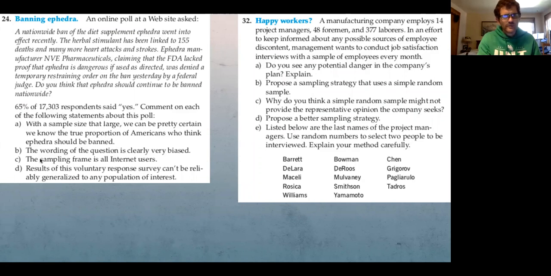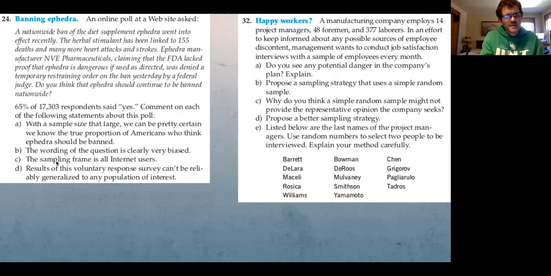Okay, the wording of the question is very clearly biased. Well, there's information, certainly there's leading information in the question, but I think it's fair to say that this is not biased information being given. It's giving background so that someone can give an informed opinion. So I would say there is information, but it's certainly not very biased. And if it's biased at all, it's not by much.